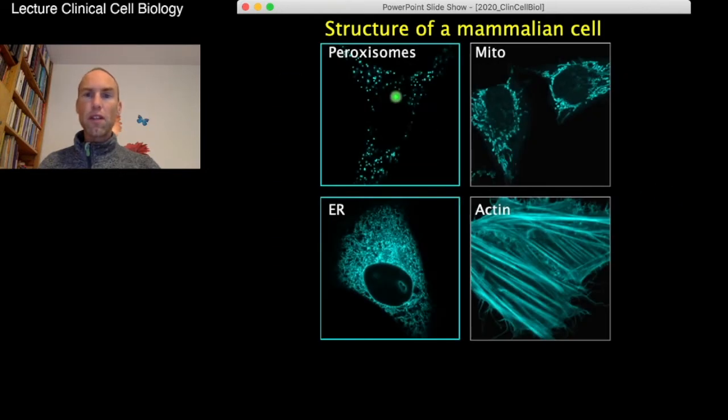That is shown in this example where we have used GFP markers with a specific targeting sequence to, for instance, highlight peroxisomes or mitochondria. Here's the ER, and you can see the cell is completely packed with this ER. And here we have actin labeled. And in any of these images, you see that there's lots of these structures around in the cells.